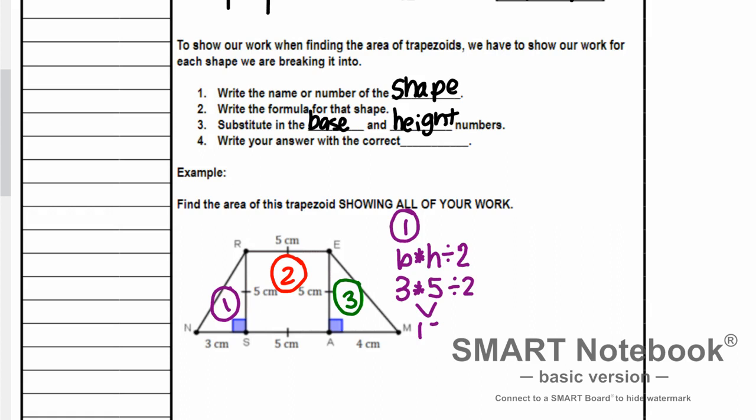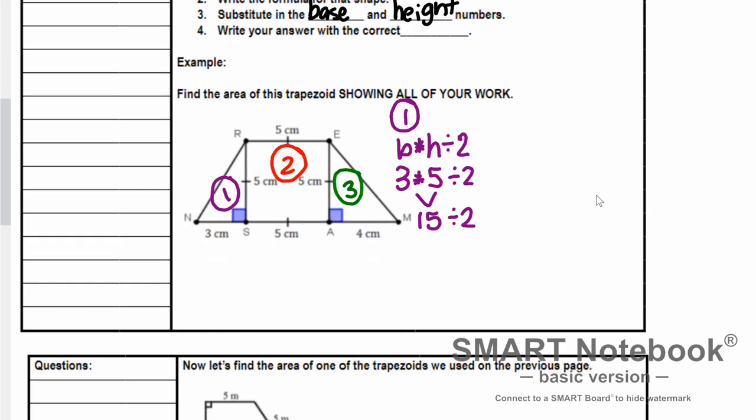Well, 3 times 5 is 15 divided by 2. We could put 15 into long division in order to solve it, or we can break 15 into 14 and 1 because 14 plus 1 is 15. And if we just divide each of those by 2, we can add those answers together. So 14 divided by 2 is 7, and 1 divided by 2 is 0.5. Think of $1. Half of $1 would be 50 cents. So we'd add those together to get 7.5 or $7.50. So our last step for that shape would be to write your answer with the correct label. So this would be 7.5 centimeters squared. Okay, so that's triangle number 1.